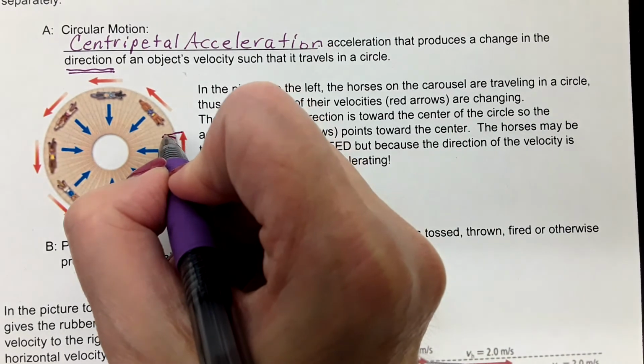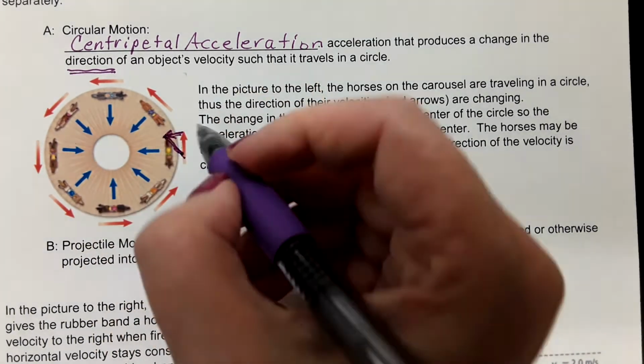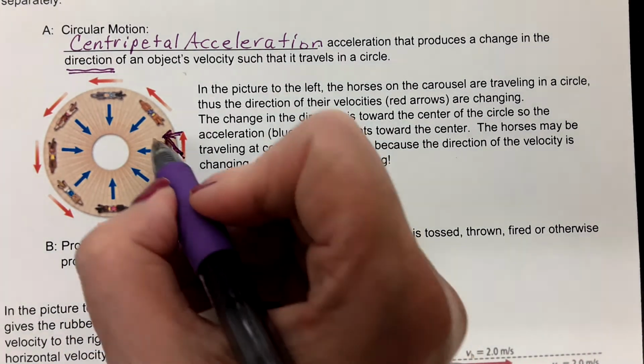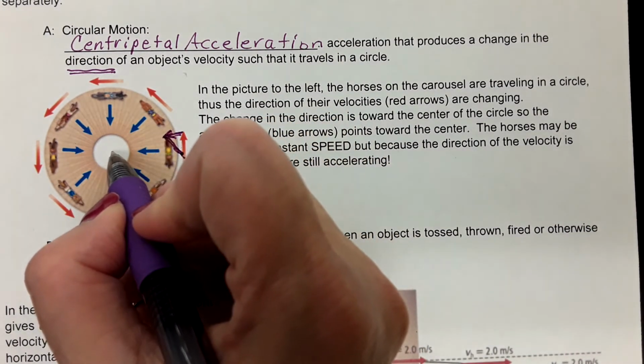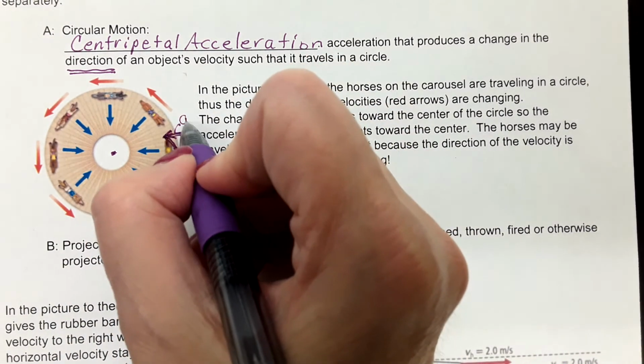Now I'm going to draw between the tips. And look, where does this arrow point? That's the resultant, or the result of subtracting those two arrows. And look where it points, towards the center. This is the centripetal acceleration.